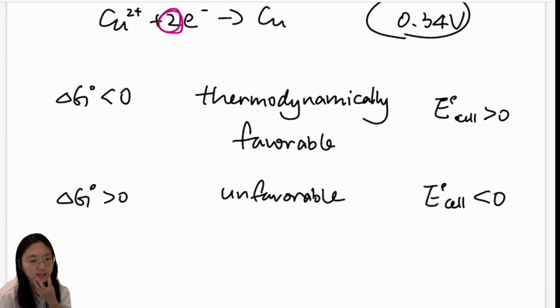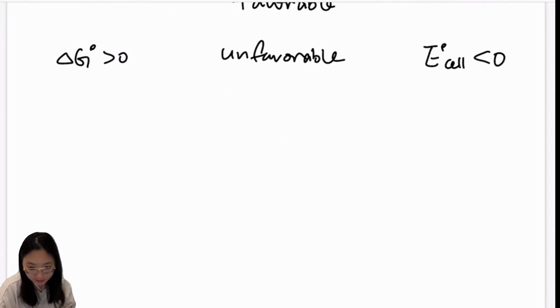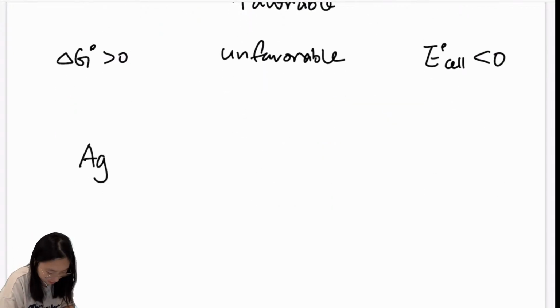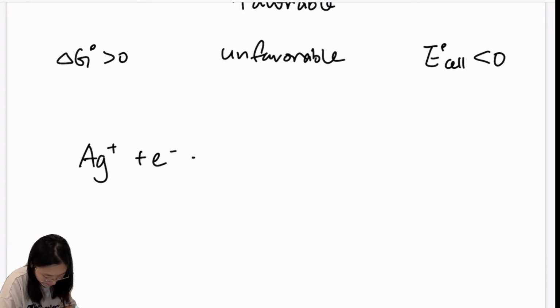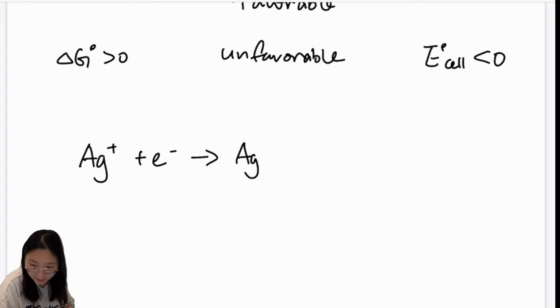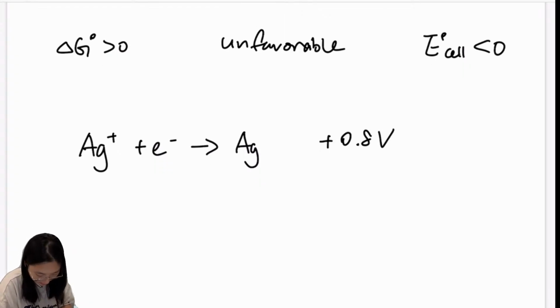If we change the sign down, yes. Okay, so let me rewrite it. For the reduction potential, because you are given the reduction potential only on the formula sheet, the reduction potential for silver has the equation like this, and the corresponding reduction potential is positive 0.8 voltage.